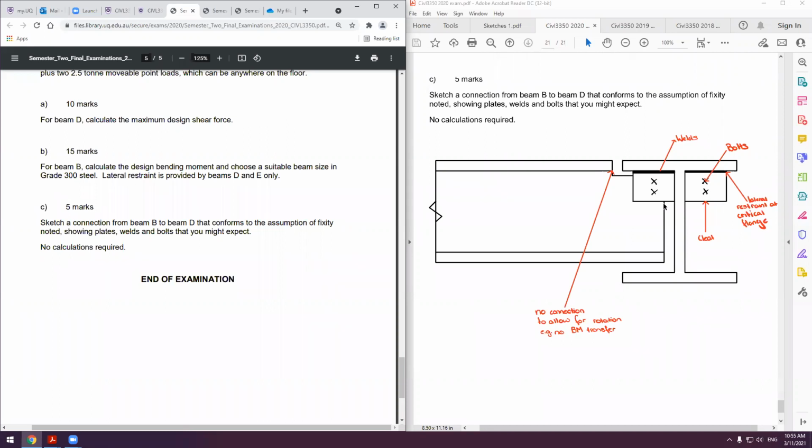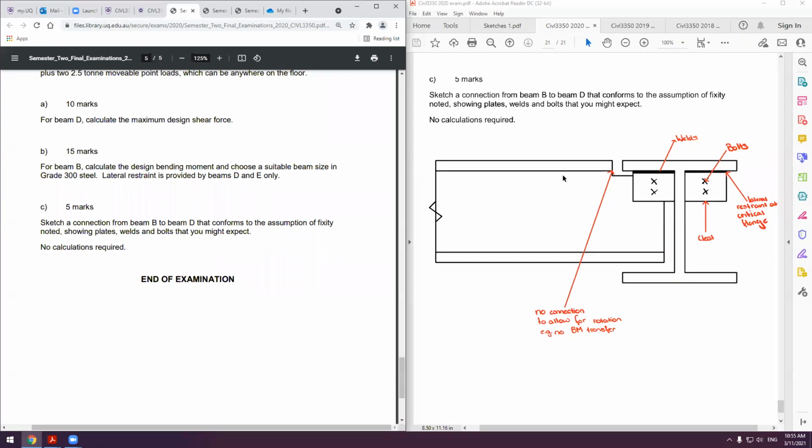So we're assuming no moment transfer, so therefore we don't have our flanges connected. We have a larger member. There is another beam on the other side, that's why that is there, I just don't have room for it. Make sure you show your welds and your bolts. This is a cleat plate.